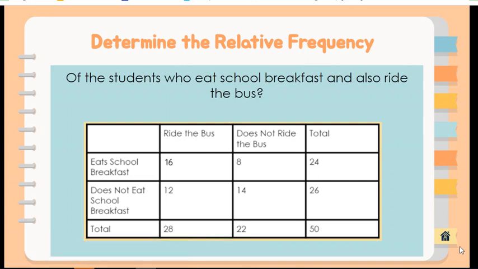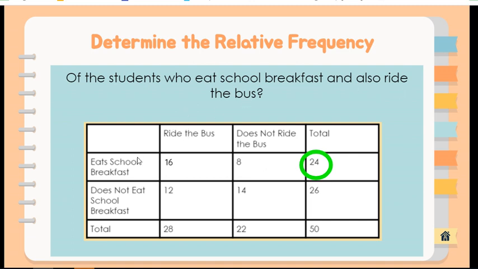All right, the next question. Determine the relative frequency of the students who eat school breakfast and also ride the bus. So this one's on your paper. All right, so this time we start with, of the students who eat school breakfast. So for this one, our total number that eat school breakfast is 24. We're looking at a row this time. So 24 is our denominator. So out of these 24, how many also ride the bus?